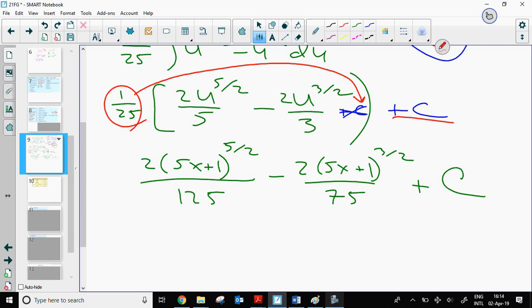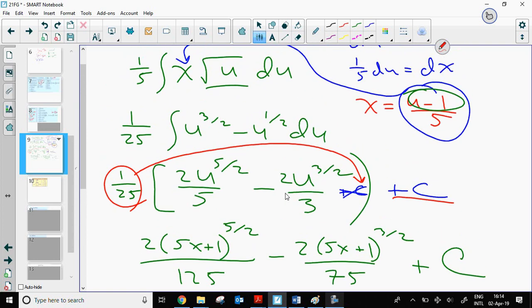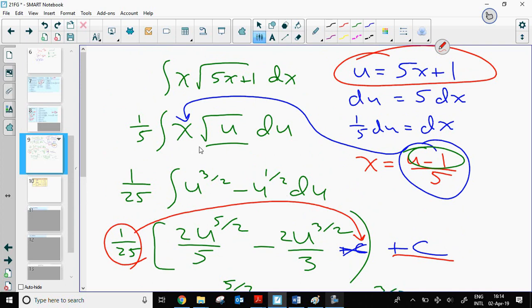So anyway, that's an example of integration with an additional step where after you perform the substitution, you're still left with a pesky x inside the integral. The trick there is just to go back to your original substitution and rewrite it to get rid of the x.